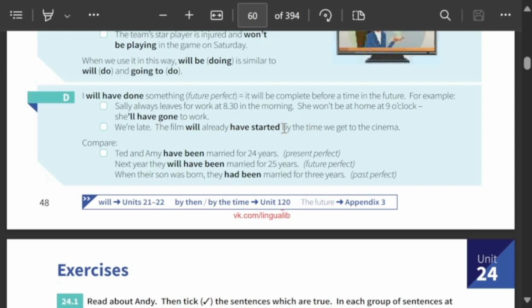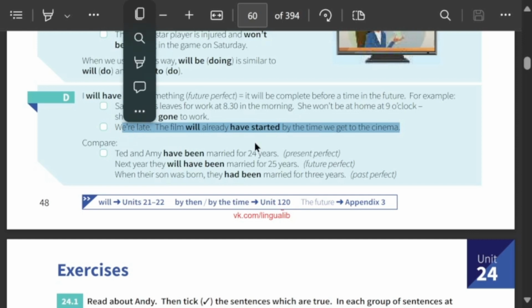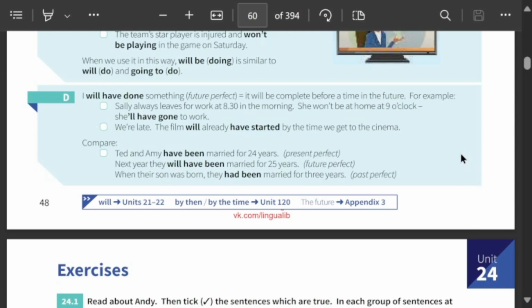By the time, you see, by the time, this is maybe new for you. By the time we get to the cinema. By the time, here, we get, you see? An infinitive, we get. Not we will get, but by the time we get to the cinema. Okay, get there means like arrive there, yeah. I got there, yes.